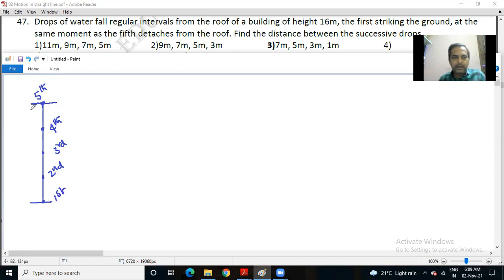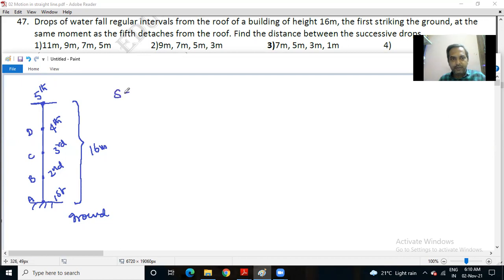But in all the drops, only one drop will travel a total distance of 16 meters, the roof of a building of height 16 meters. So this is the ground. First, let us find out how much time it takes to reach the ground. When the first drop is at its position, let us say A, the second drop is at position B, the third drop is at position C, the fourth drop is at position D. Out of all these drops, only the first drop is traveling a distance of 16 meters. Let us find out how much time it takes to reach the ground.